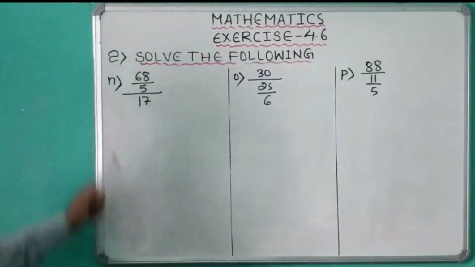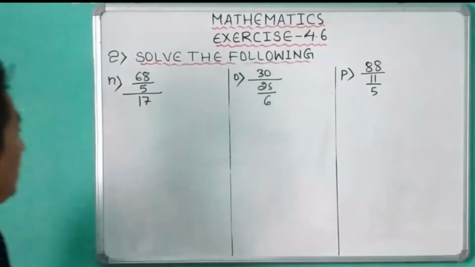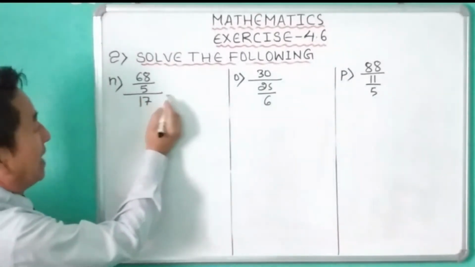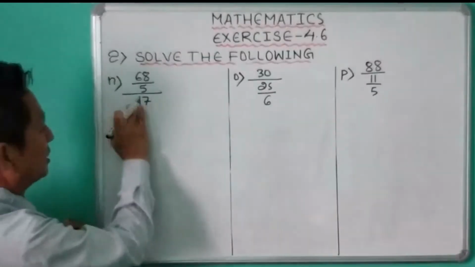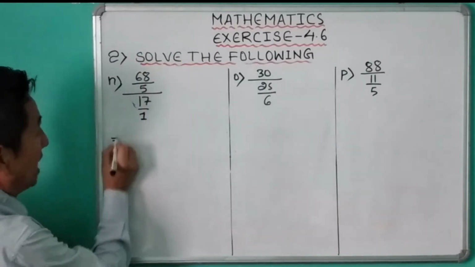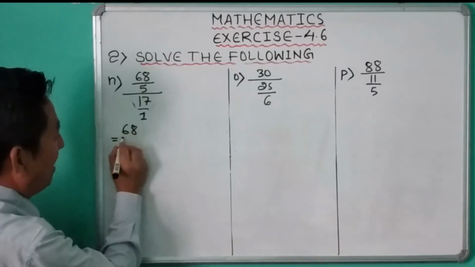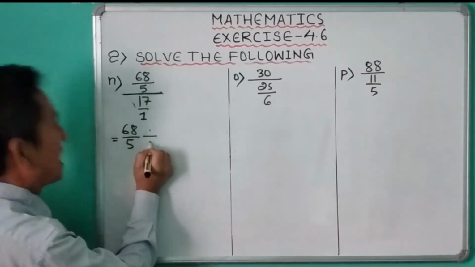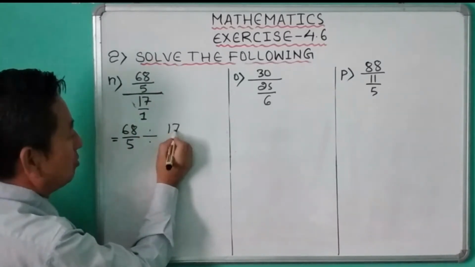Now we have the next question. Here 68 over 5 is divided by this whole number 17. This fraction is divided by this whole number 17. There is no denominator, so we can write 1 here as the denominator. Now we write 68 over 5. This line means divide, so we write the divide sign. Then here 17 over 1.